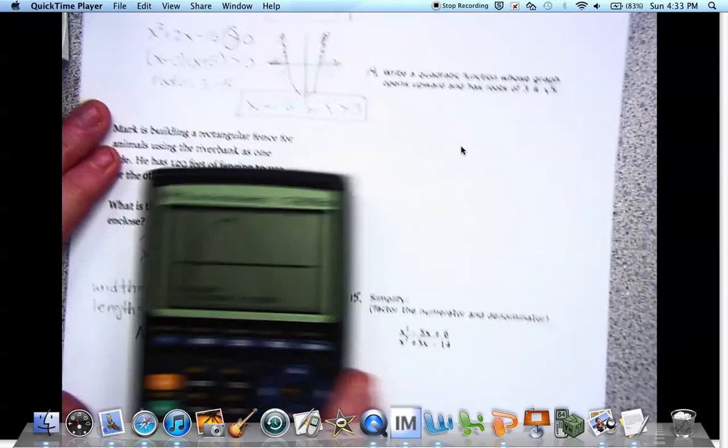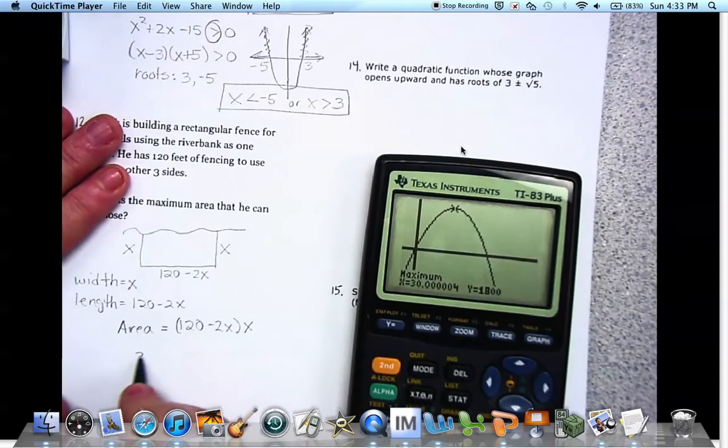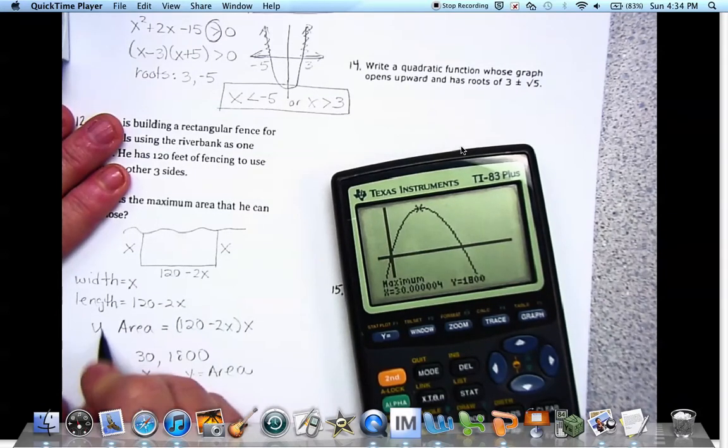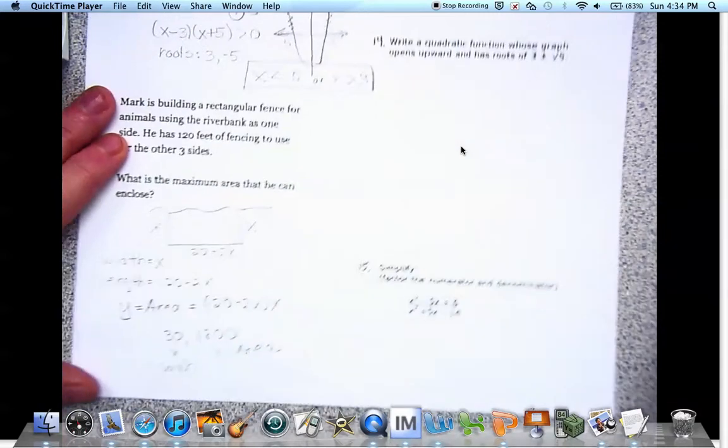And it gives me 30, 1800. And 30 is my x. 1800 is my y. 30 is the width. This is the area. You can do it like this.